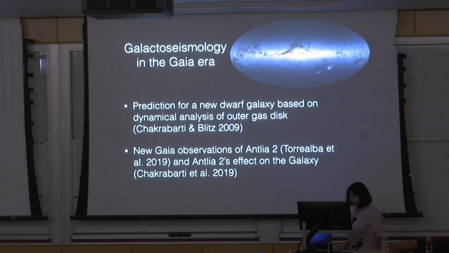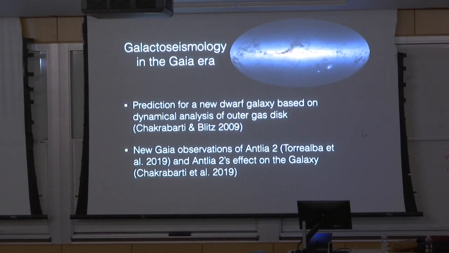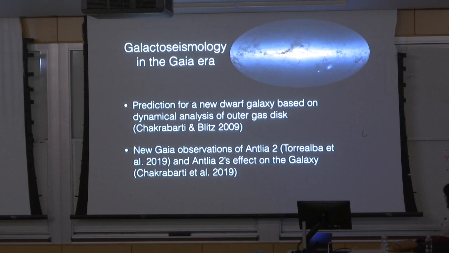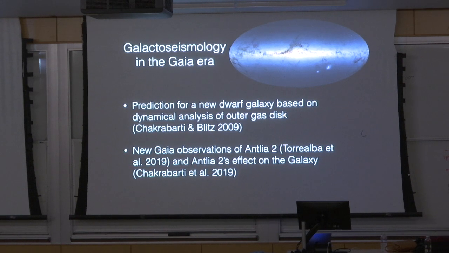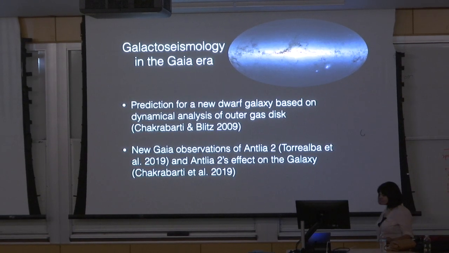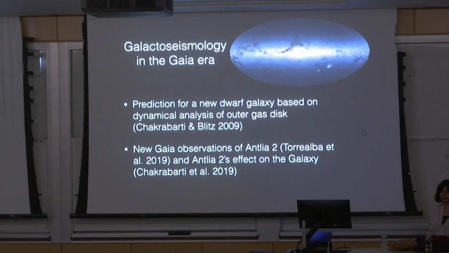So I'm going to move on now to the Milky Way. This is the map that was released by Gaia. You see here the disk of the galaxy, and you see the Large and Small Magellanic Clouds quite clearly. I'm going to talk now about an example of what I mean by Galactoseismology. This is a prediction that we made some 10 years ago now for a new dwarf galaxy, based on this kind of dynamical analysis of the outer gas disk of the Milky Way.